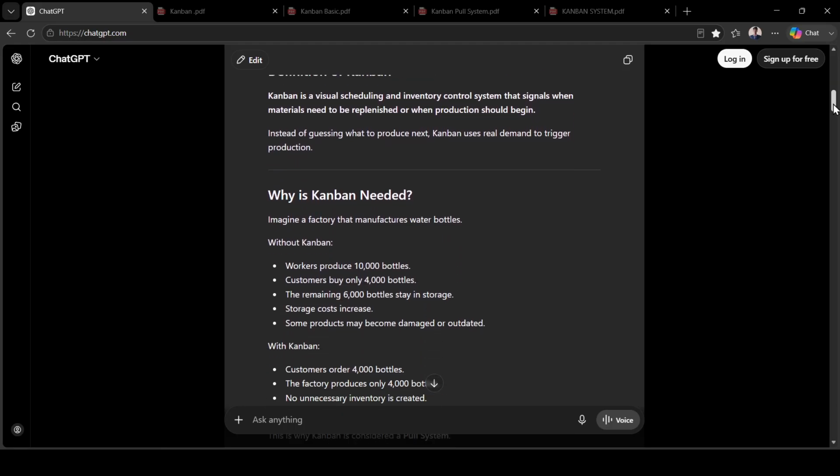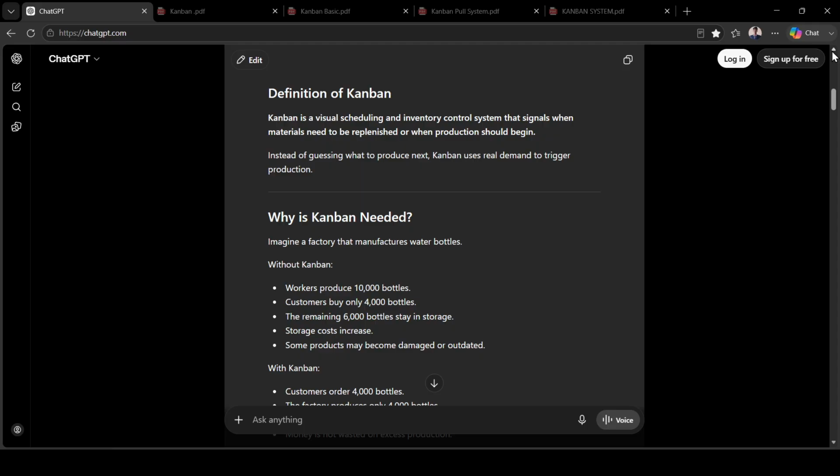So, the definition of Kanban. Kanban is a visual scheduling and inventory control system that signals when some material needs to be replenished or when production should begin. Instead of guessing what to produce next, Kanban uses real demand to trigger production.